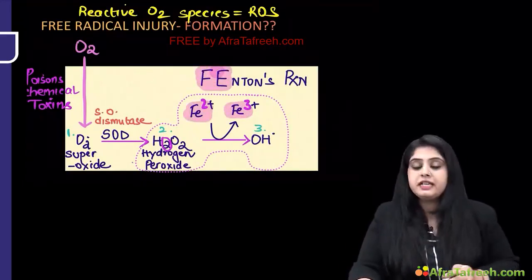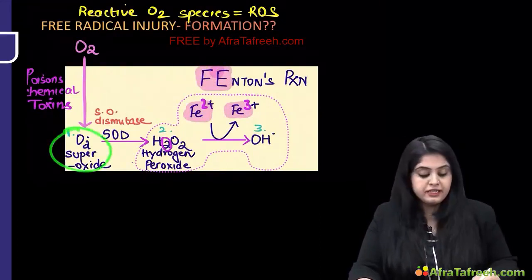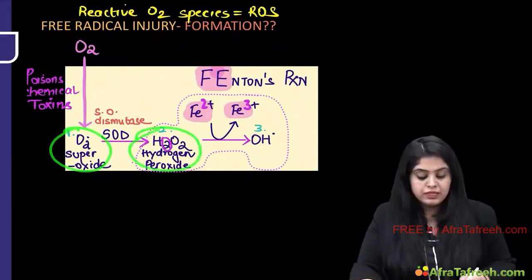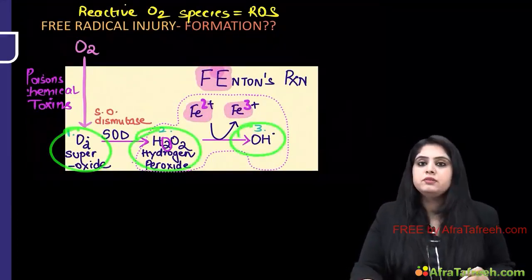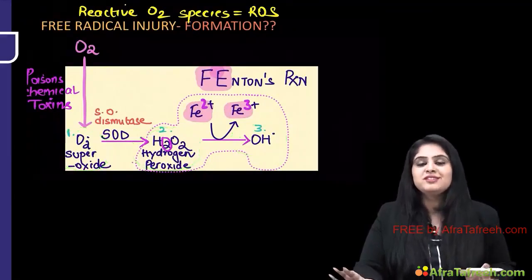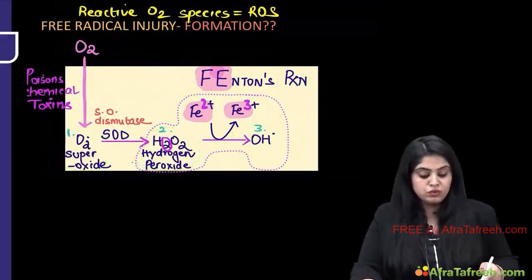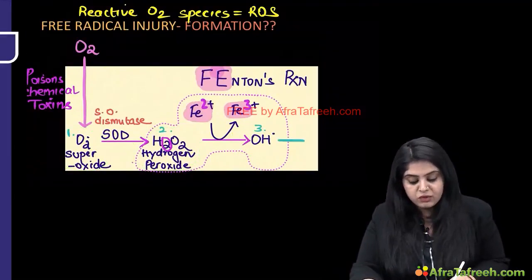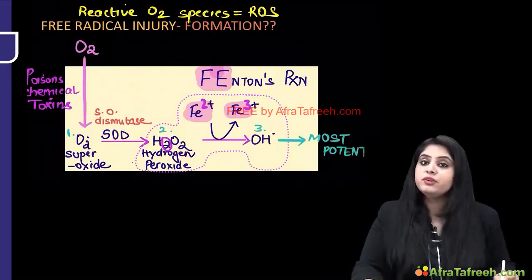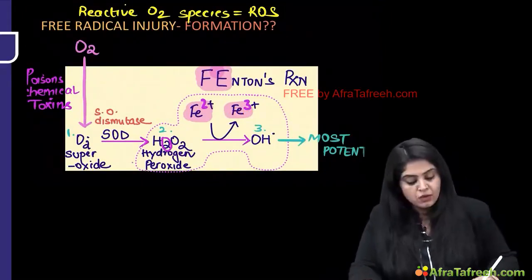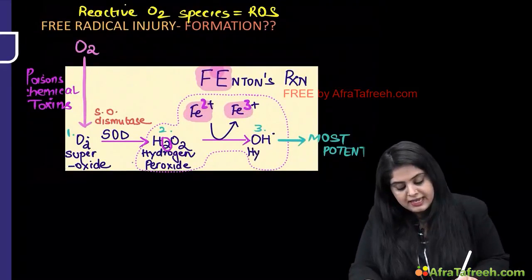So what were the three free radicals? The first one is superoxide. The second one is H2O2. The third one is OH. And which of them is the most dangerous? OH is the most dangerous. OH means, oh my god. If they ask you which is the most potent out of these, you will say, oh my god, OH, hydroxyl, is the most potent. OH means hydroxyl, and that is going to be the most potent.